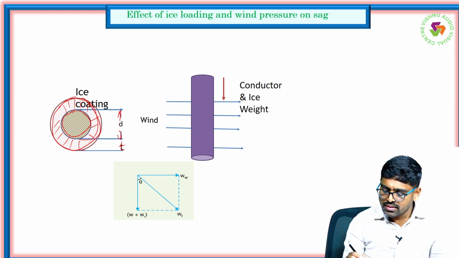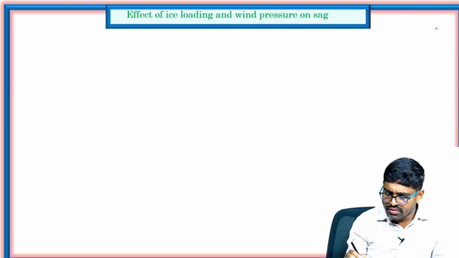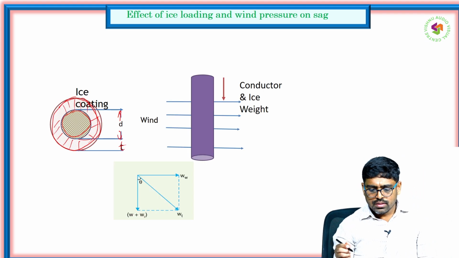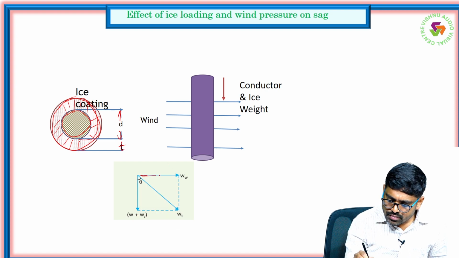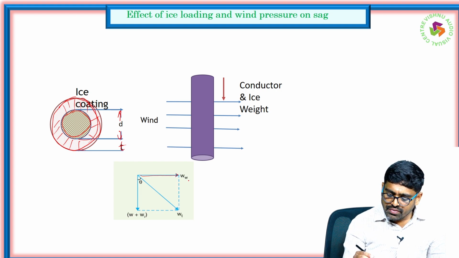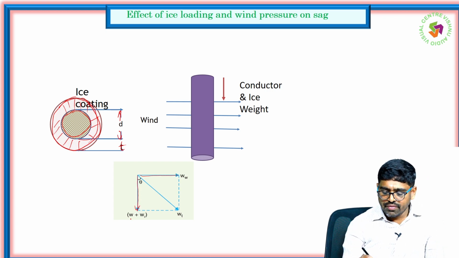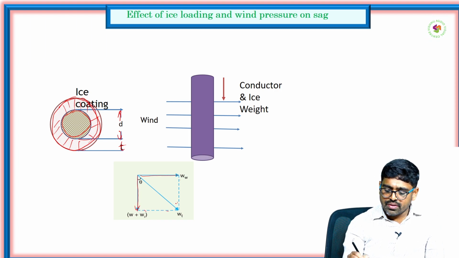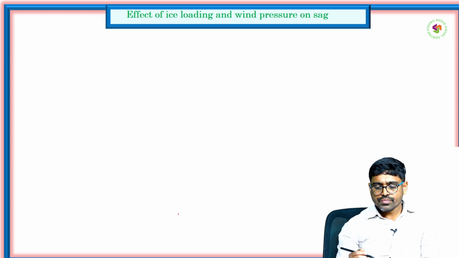Then we are considering the wind weight in the horizontal direction as WW, and the weight of this conductor as well as ice acts downwards. So W is the weight of the conductor, Wi is the ice weight. Then the resultant of these two weights we are considering as the total weight which is acted on by that particular conductor. So it is the total weight.